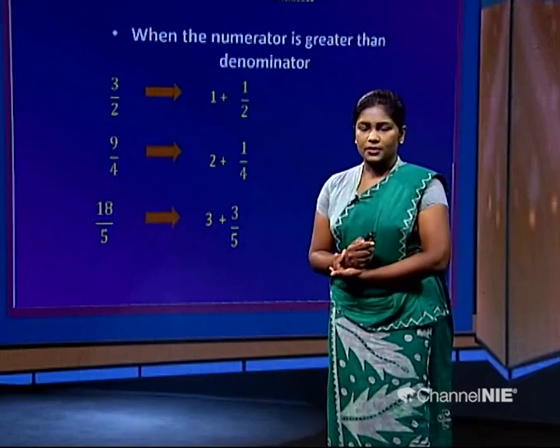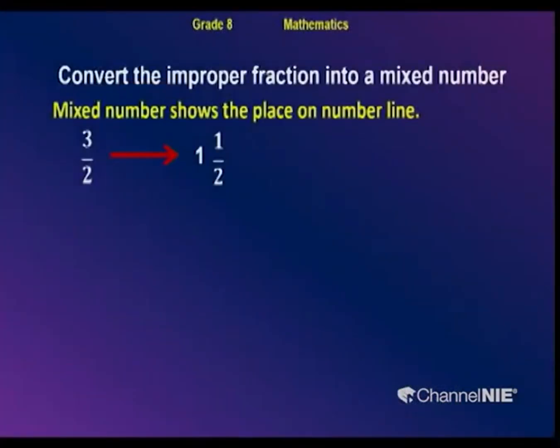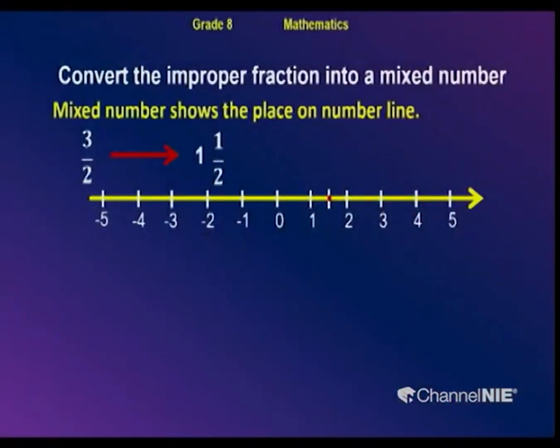How to do that? Look at that. 3 over 2 is 1 and a half. A mixed number is a fraction with a whole number. So, 3 over 2 you can write as 1 and a half. Now, look at the other one. Now you have to represent 3 over 2 on a number line. 1 and a half lies between 1 and 2. Like that.